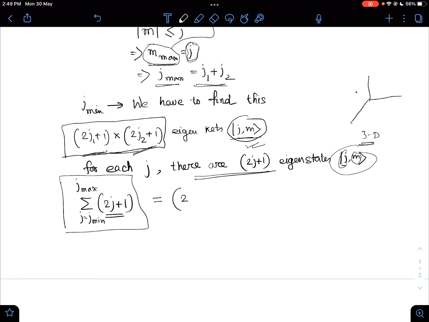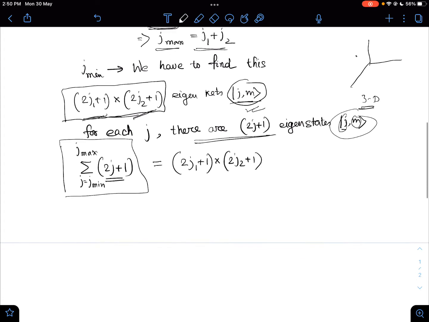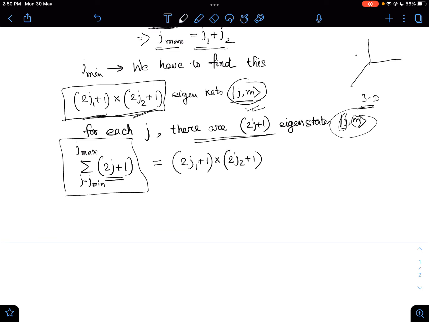but we know this should be equal to the dimension of the product space. So this must be equal to 2J1 plus 1 into 2J2 plus 1. So from this formula, we can calculate the J minimum. So let us calculate this. So we know that the maximum value of J is J1 plus J2.